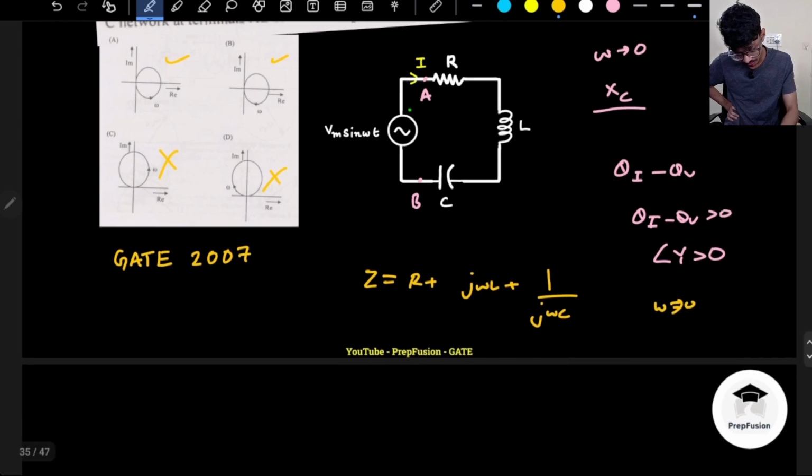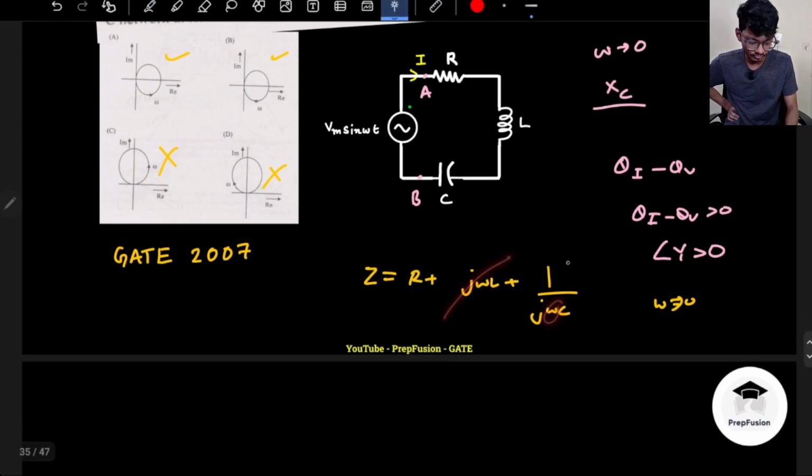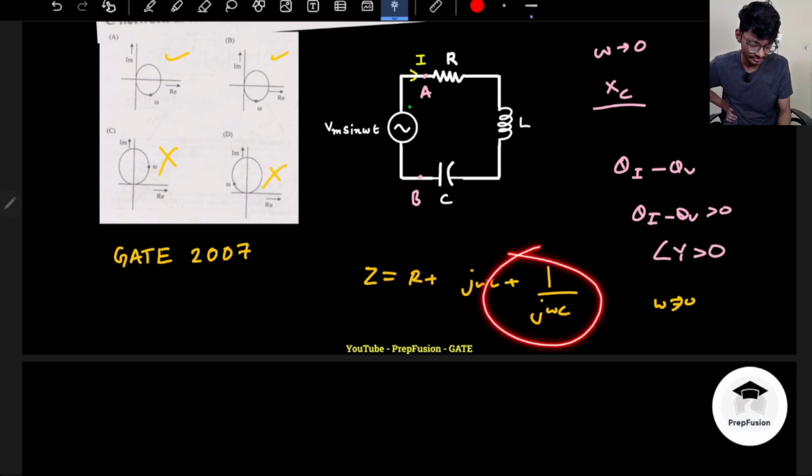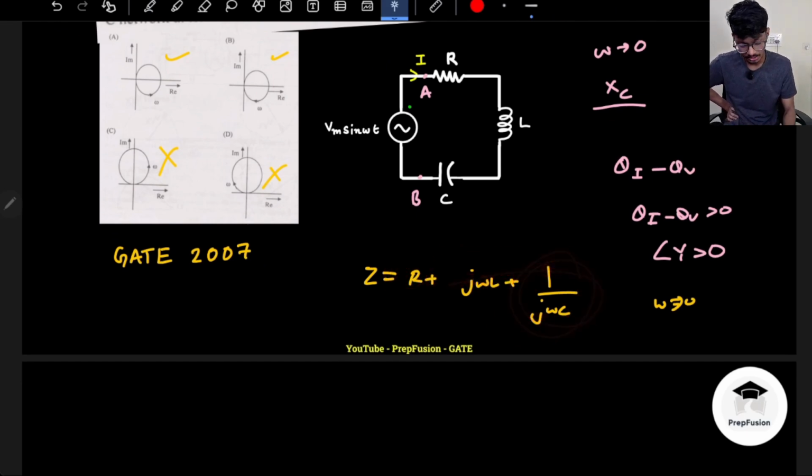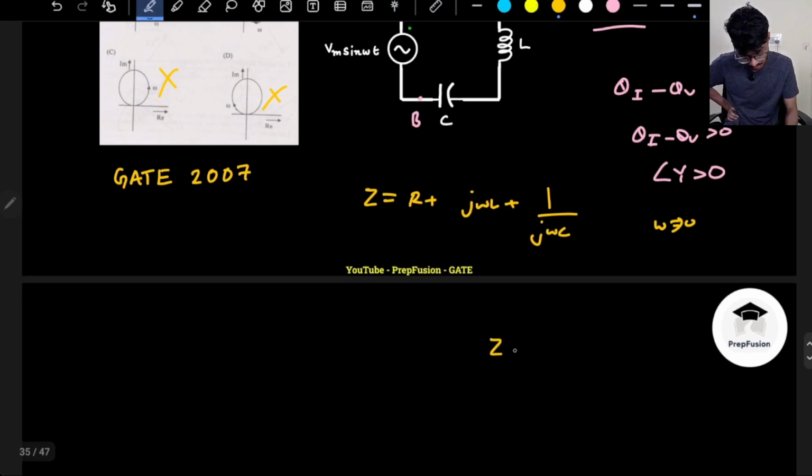omega tending to 0, the inductive term will be gone. The capacitive term will be finite upon 0, so a very high number, plus R, which is a finite number. Infinity plus finite is infinity only. So I will only consider the capacitive term. My impedance roughly will be equal to 1 by j omega C.